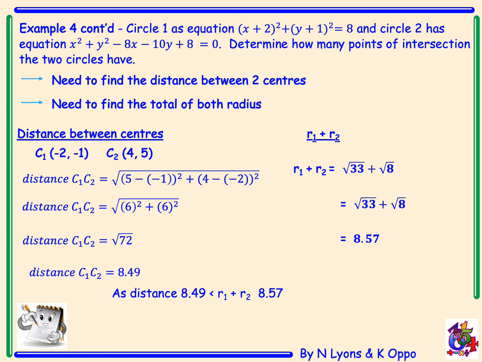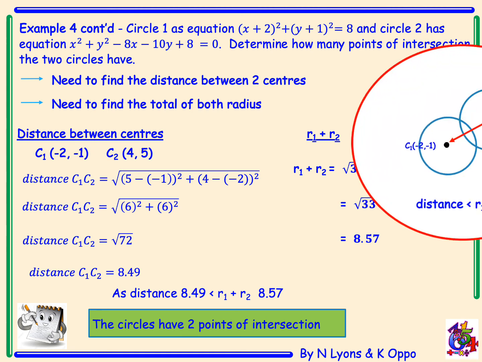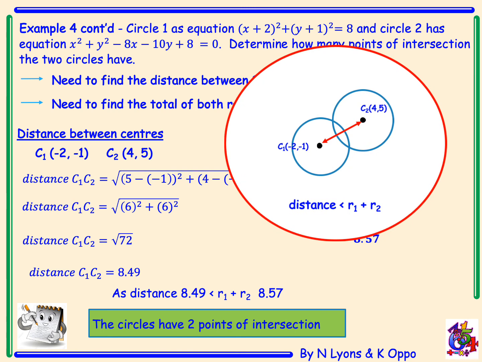Therefore, as our distance, 8.49, is less than our radii, r1 plus r2 added together, of 8.57, this means that the circles have 2 points of intersection. Visually, this is what it would look like. So our distance between the centres is less than r1 plus r2, and they overlap.